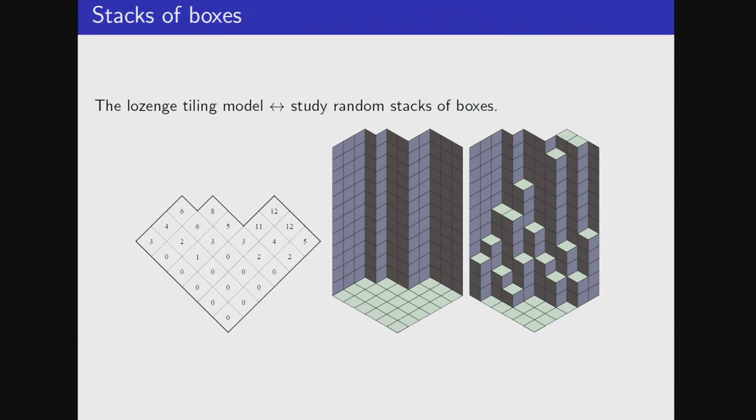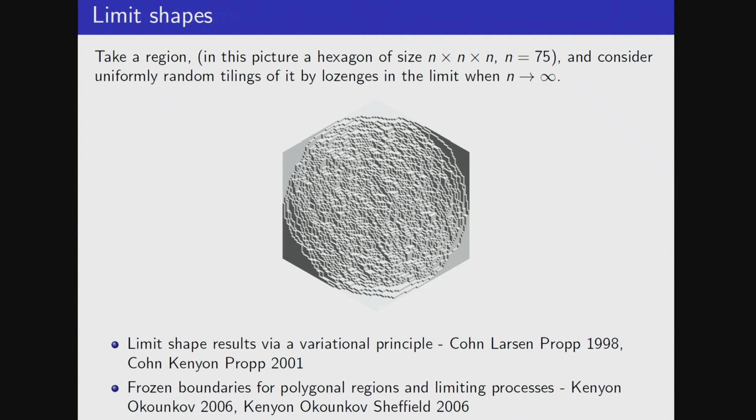Now, what kind of results are there? As Ken mentioned, this model exhibits the phenomenon of limit shape. If, for example, you take a hexagonal region, a large n by n hexagon, in this case a 75 by 75 hexagon, and you take a uniformly random tiling of this hexagon, then it's almost always going to look like this. Sorry, I see one of my colors is showing up as white. Hopefully, it's distinguishable for you.